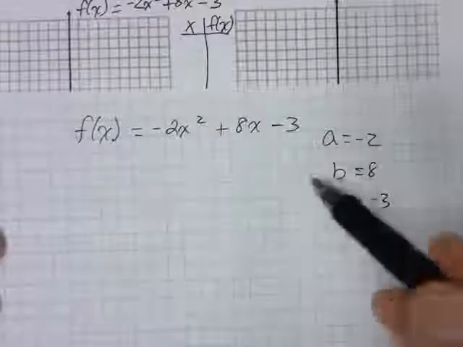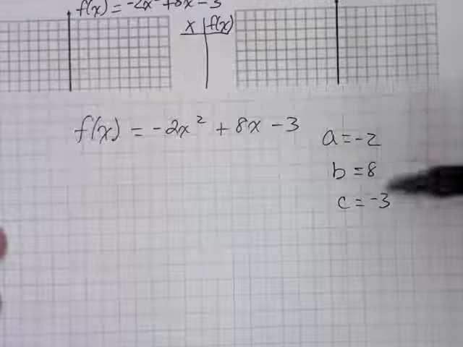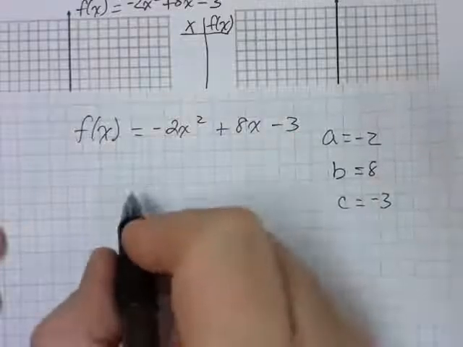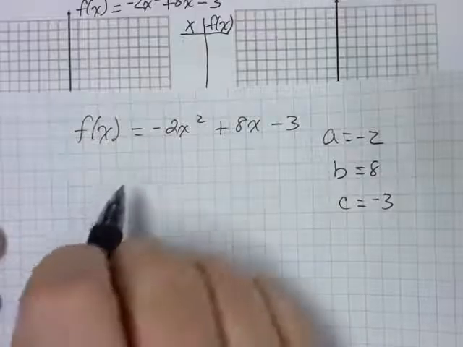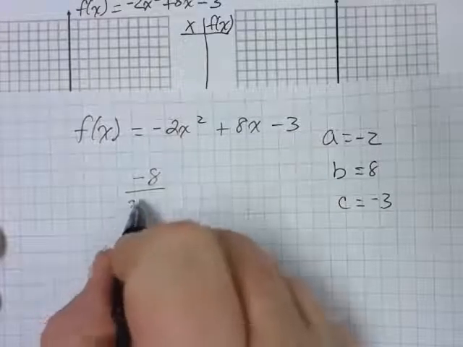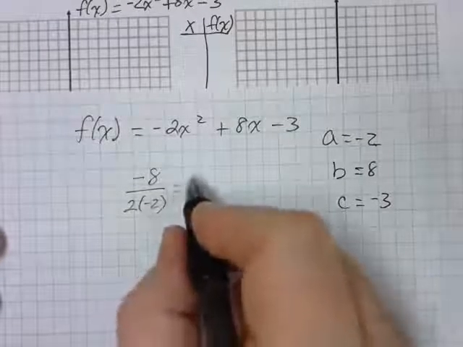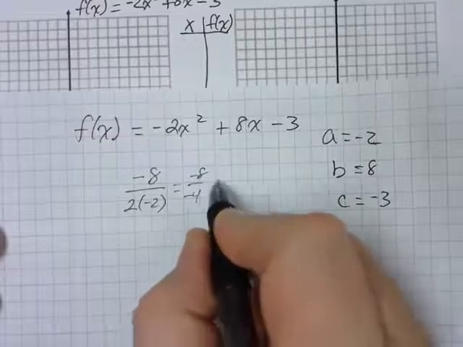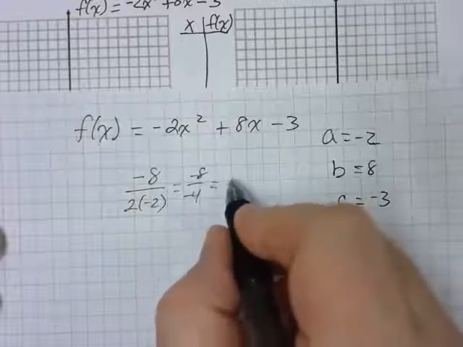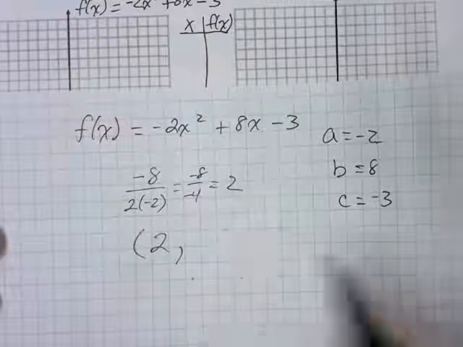For our second equation, we've already got the variables or the numbers a, b, and c identified here. So we're going to calculate the x-coordinate of the vertex first, which is opposite of b, which is -8 over 2 times a, 2 times -2. There's my a. That's going to give me -8 over -4. And this time we will get a +2, so I know the vertex is located at 2 comma something.